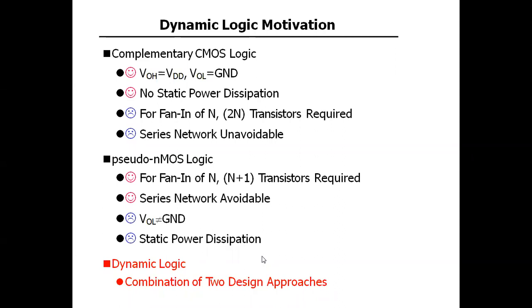Coming to the pseudo NMOS logic. So what happens in that pseudo NMOS? For a fan in of n number of transistors, n plus 1, that means only one more transistor than the fan in is required. It's an advantage of this pseudo NMOS. Then series networks are avoidable, right? Series networks are avoidable. But now what are the problems or drawbacks associated with this pseudo NMOS logic?